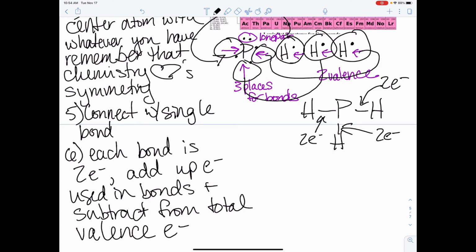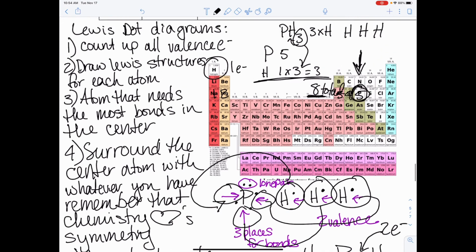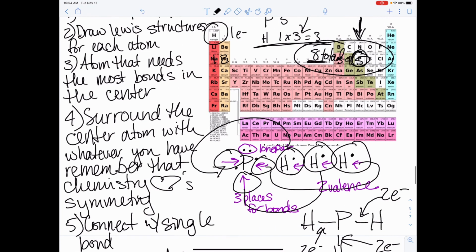So if you look at the total valence electrons that you have to start with, remember you have 8 valence electrons up here to start with.